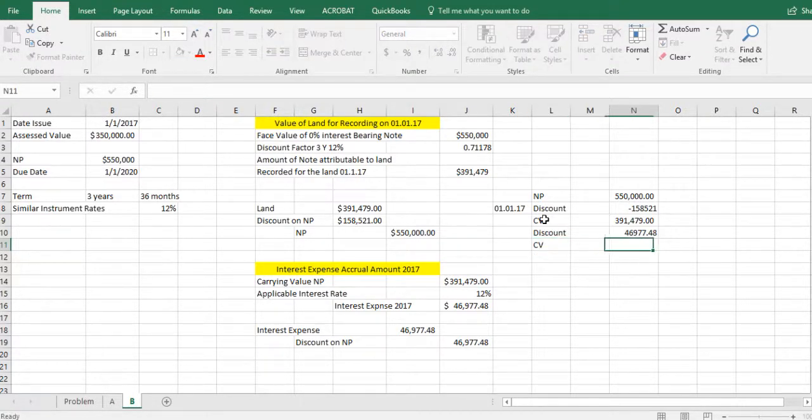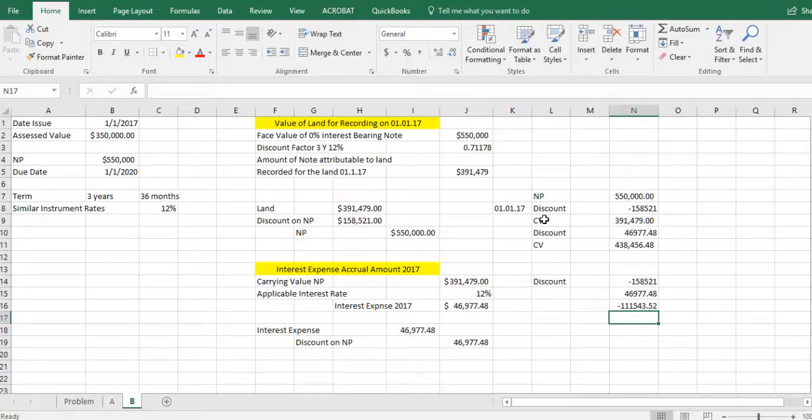That's going to give us a new carrying value. Our discount account started with a contra account balance of $158,521, a debit amount. I went and credited it $46,977.48. That means that its new value is going to be a debit amount of $111,543.52.